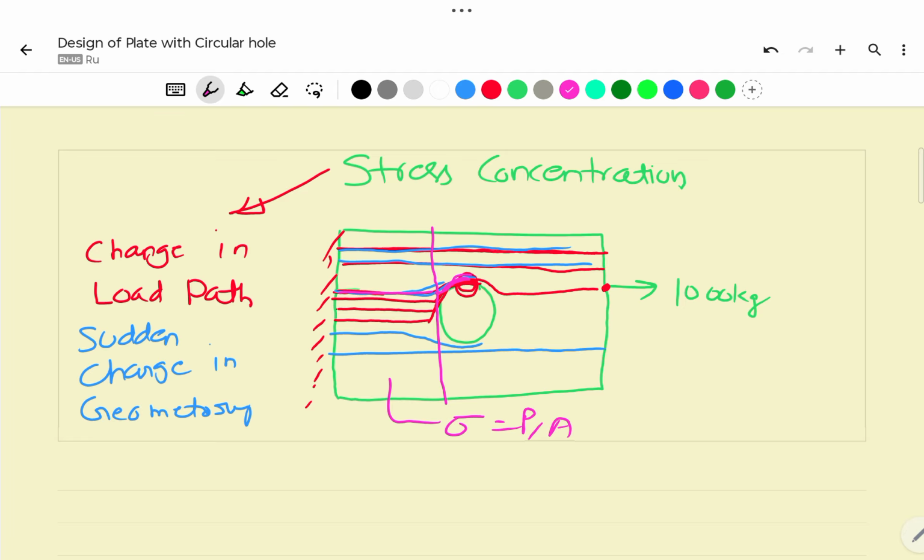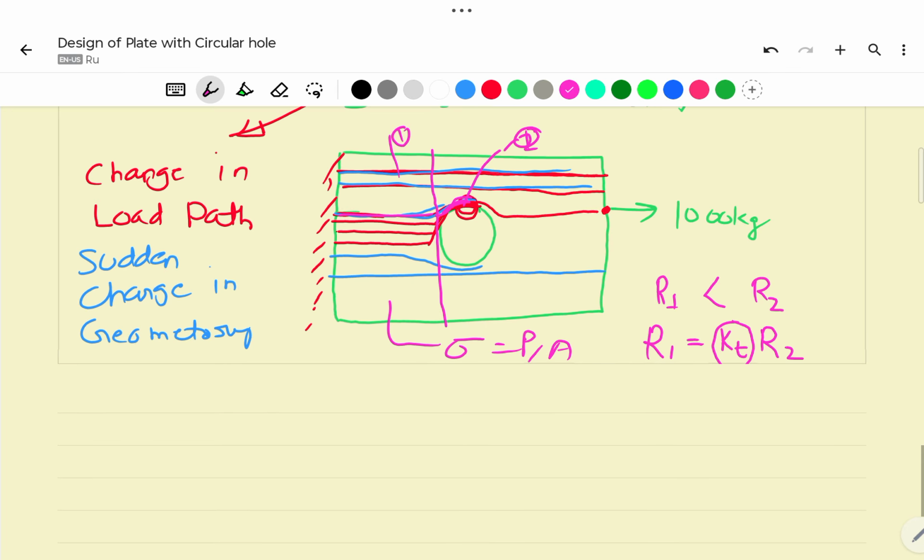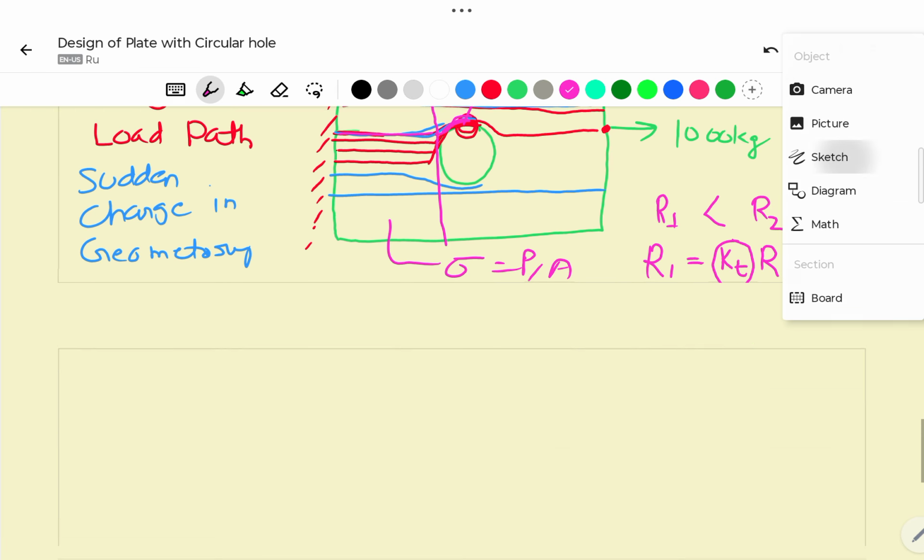But here there are more stresses, so we think about how much more stress there is. If we call this region 1 and this region 2, and compare them, at region 2 there is more stress, but how many times more? That constant is called KT, the stress concentration factor. So the second term we will use is the stress concentration factor.